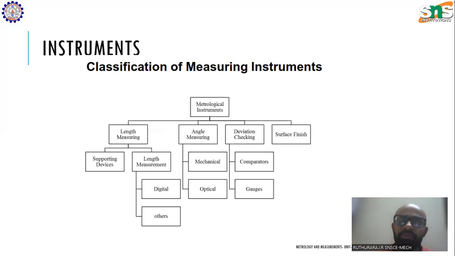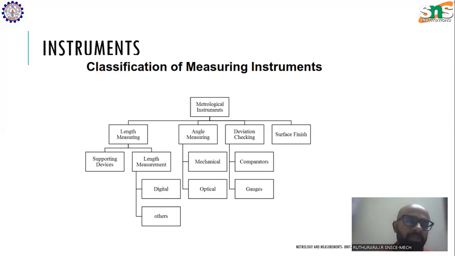Classification of measuring instruments. How can different quantities be measured? Basically there are four major measurements. One is length measurement. Second is angular measurement, then deviation checking, and surface finish. Length we already know. It is measuring the distance between 2 points. Angle is measuring the angle of the component. If it is a tapered component, you will be measuring the angle of the component. Deviation is measuring the straightness, parallelism, etc. And then surface finish. The smoothness of the surface can be measured using surface finish measuring instruments.